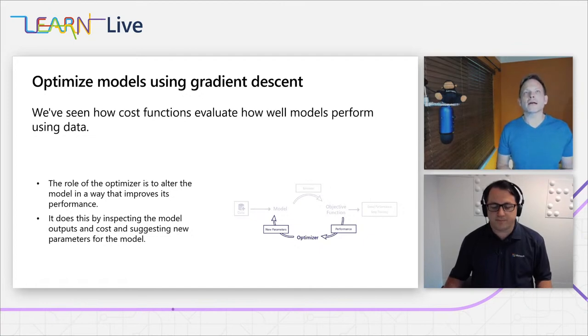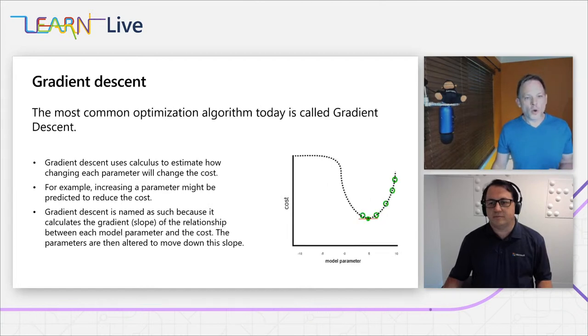In other words, we get a set of wrong answers. In other words, we get a large cost. Then we want to take that large cost and run again with different parameters that will be better, not just a random selection of different parameters, but better parameters. So the way we do that is using calculus and a process called gradient descent.